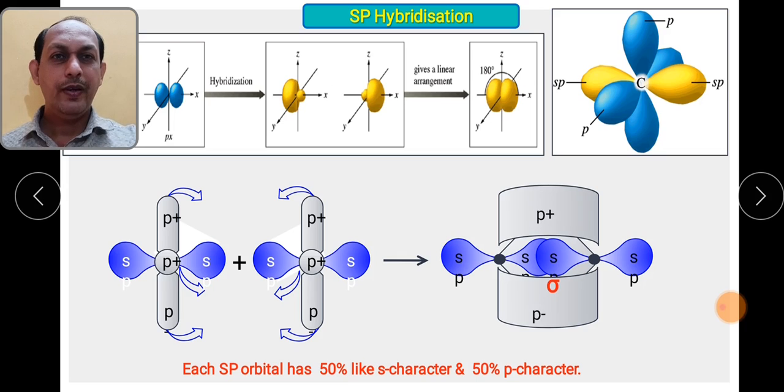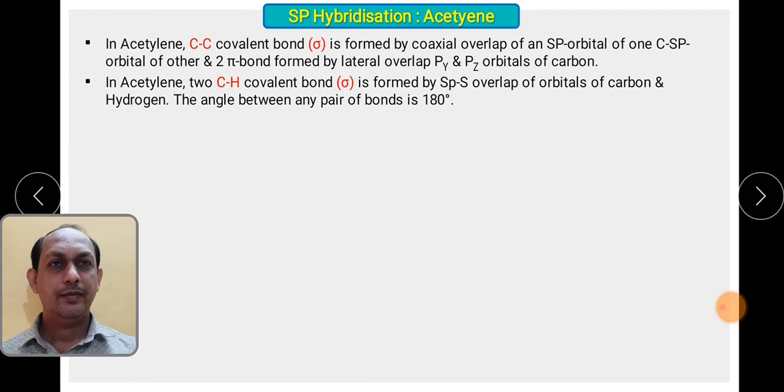So remember always, the sp hybridized orbitals overlap and form the sigma bond, while the py and pz orbitals overlap laterally and form the pi bond. Remember, the sp hybridized orbital has 50% s character and 50% p character, so it is equally distributed. As in the case of sp3 we have seen the s character is 25% and p character is 75%. In the case of sp2 it is 33% s character and 66% p character. So remember, for sp hybridization it is equal.